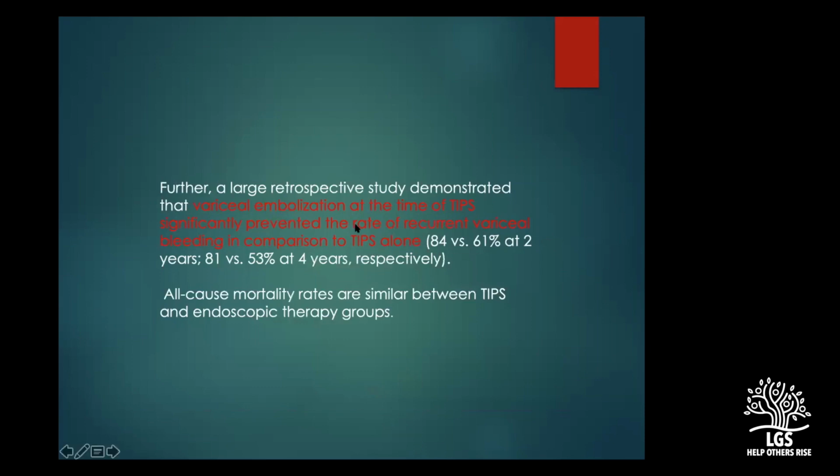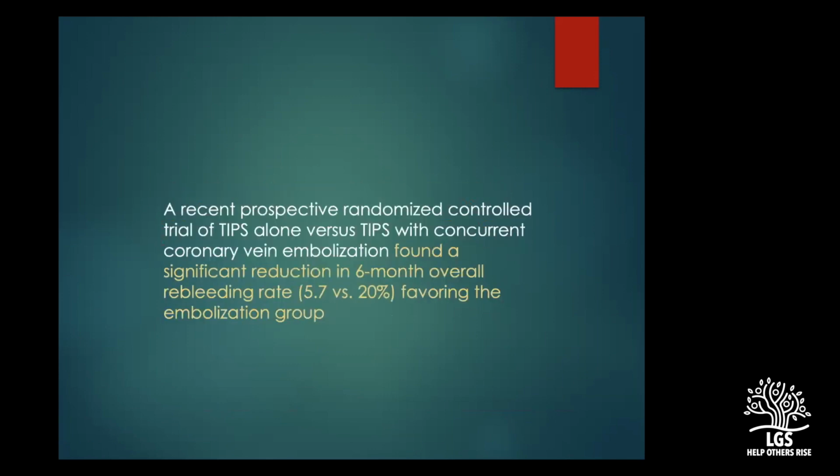So there's a large retrospective study which shows that variceal embolization at the time of TIPS significantly reduced the rate of recurrent variceal bleeding in comparison to TIPS alone. So this is what they say. And again, a prospective randomized RCT on TIPS alone versus TIPS with concurrent coronary vein embolization found a significant reduction in the 6-month overall rebleeding rate, favoring the embolization group.